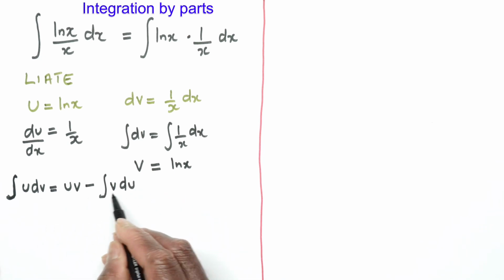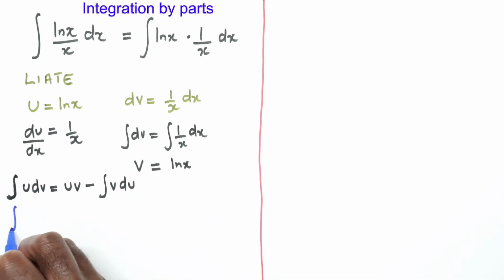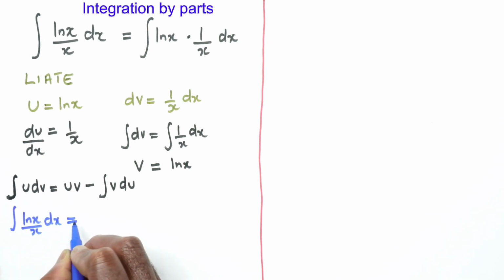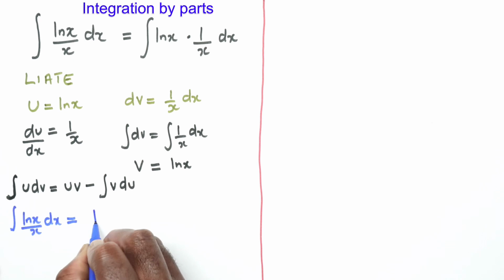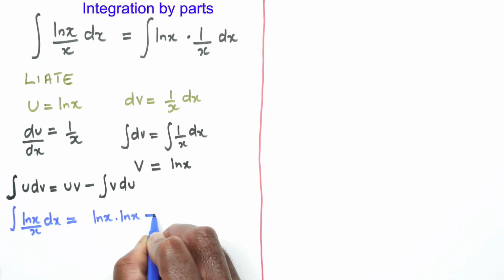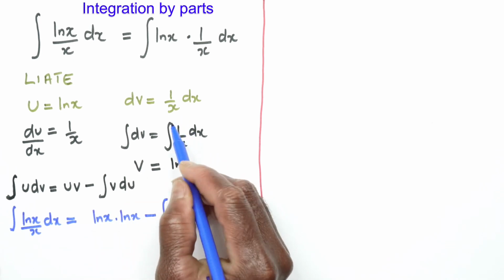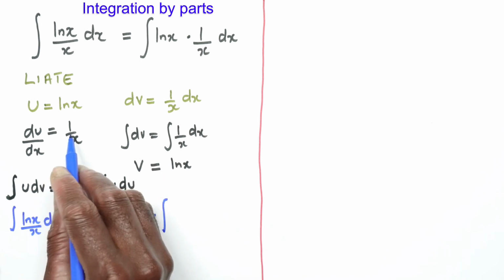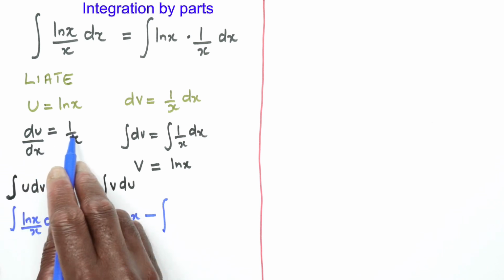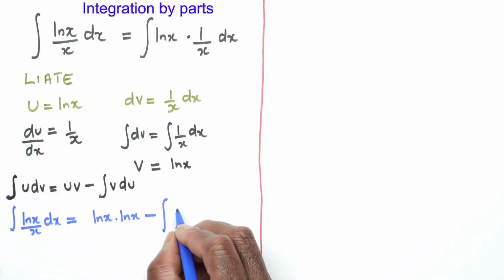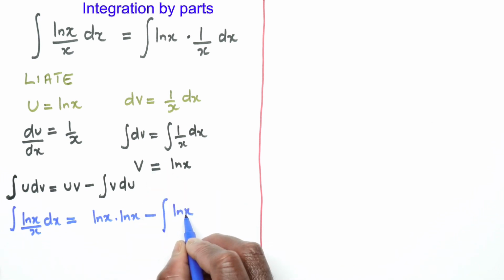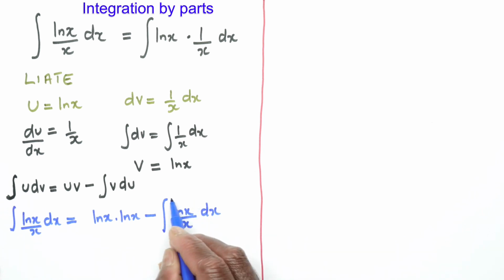So I'm going to populate this now. The integral of ln x over x dx equals u, which is ln x, times v, which is ln x, minus the integral of v du. We have du over dx is 1 over x, therefore du is 1 over x dx. So we have ln x, which is v, times 1 over x dx. So we get the same thing back.